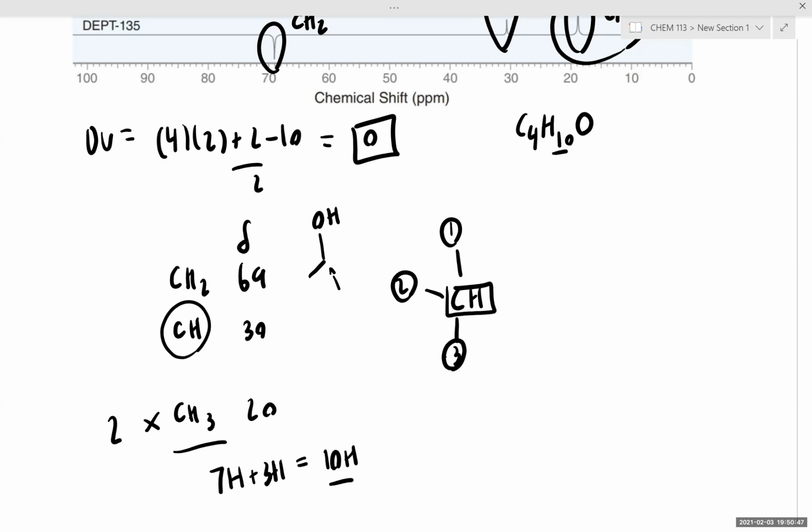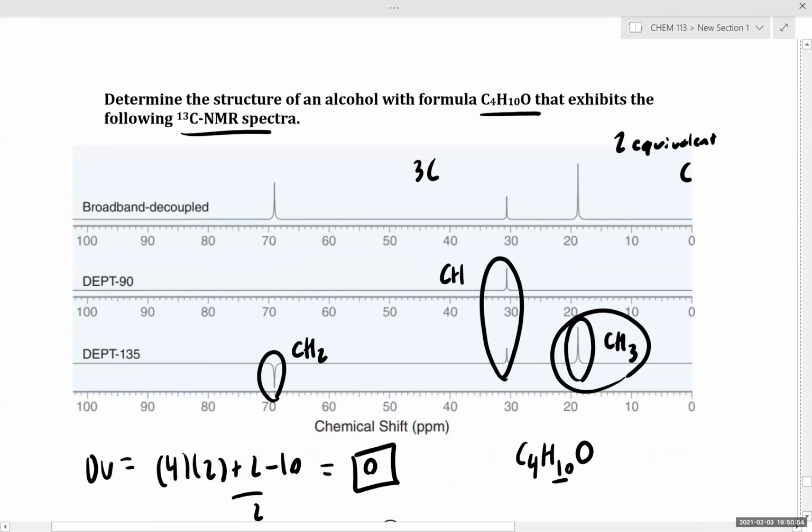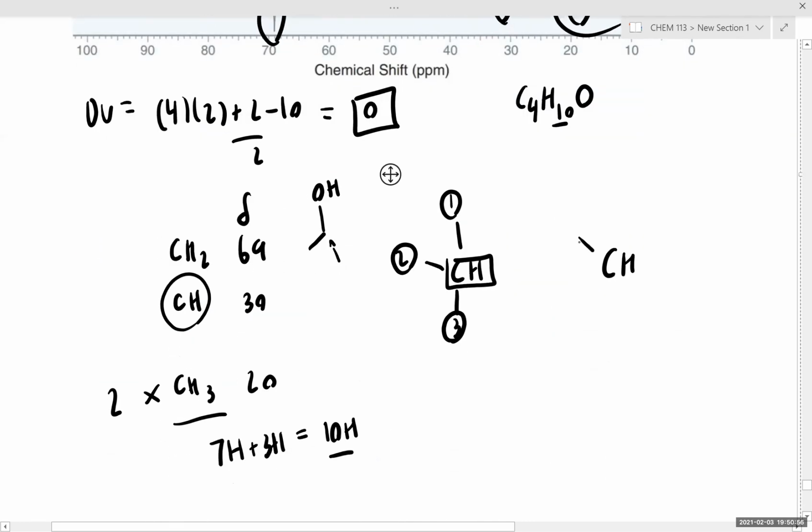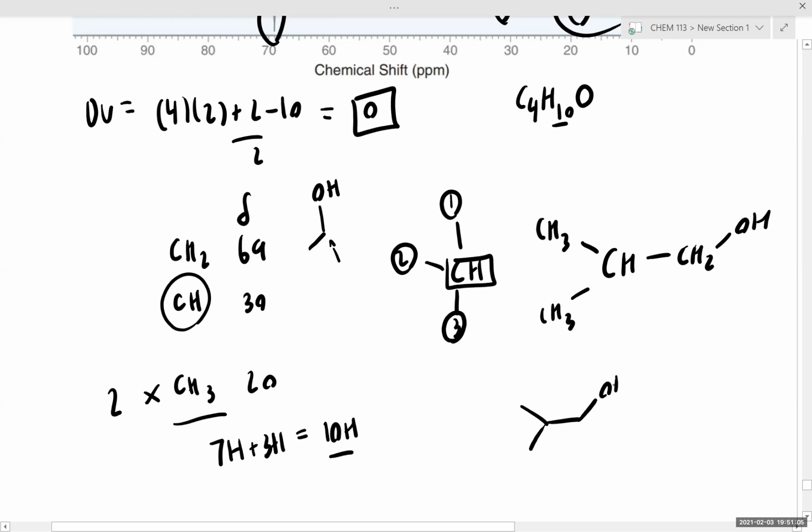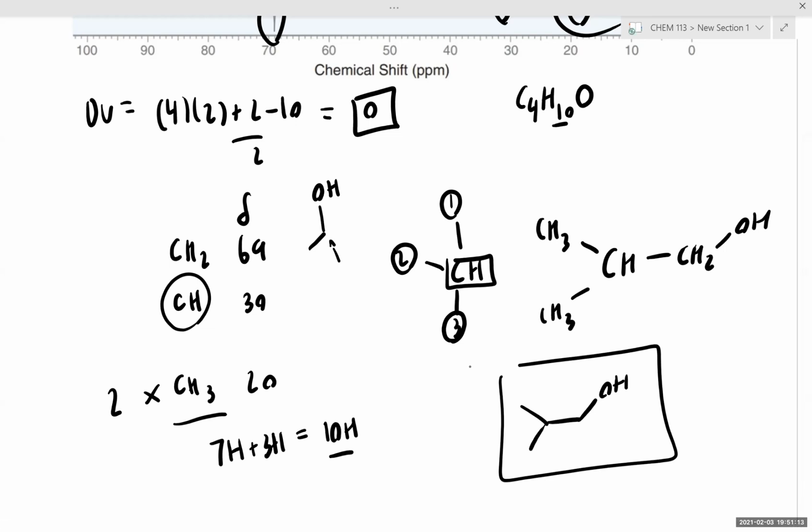A carbon. Yes, we'll put our 3 carbon groups, right? So we only have 3 available carbons, right? So what we're going to do is put our CH3, our CH3, and our CH2OH group. So we've generated a complete and full structure for our molecule using the DEPT spectra along with the carbon chemical shifts. Does that make sense?